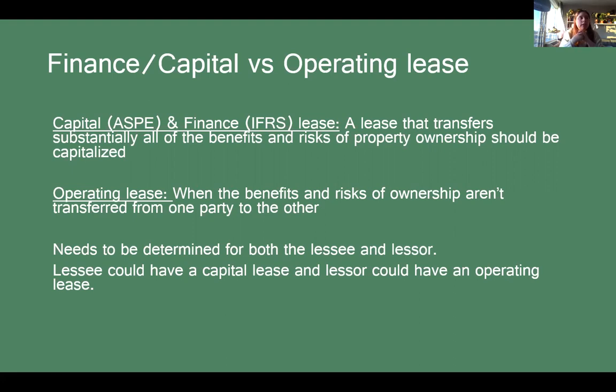Whereas with an operating lease, the lessee, instead of putting an asset in their books, is just going to expense all their payments. So it's going to reduce their net income. The lessor, on their hand, is going to have revenue in their net income, so it's going to increase it. You need to determine both for the lessee and the lessor, because it could be a finance lease for the lessee and an operating lease for the lessor. Also, the lessee could be using IFRS and the lessor could be using ASPE.